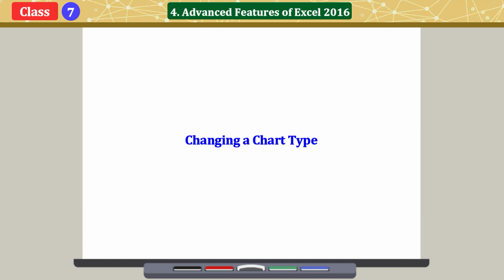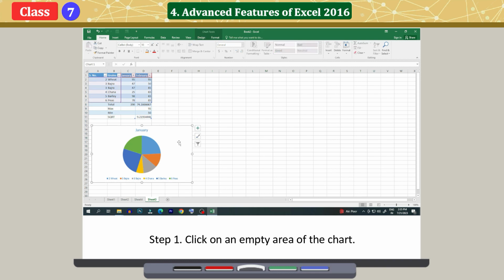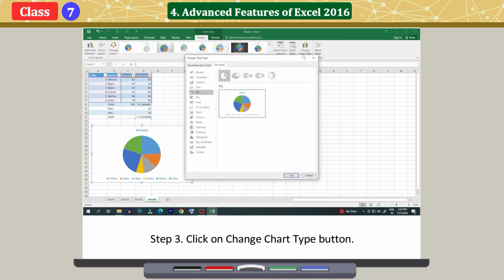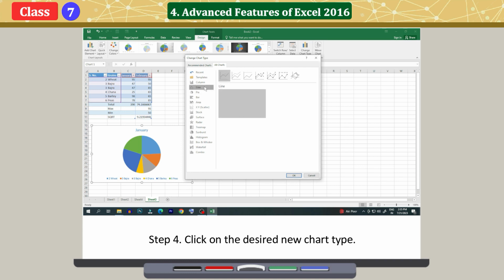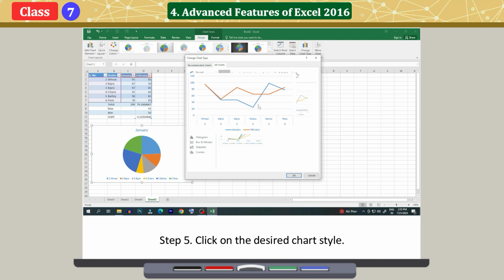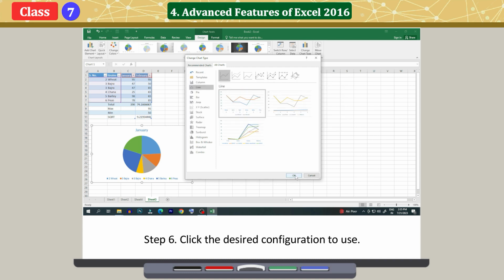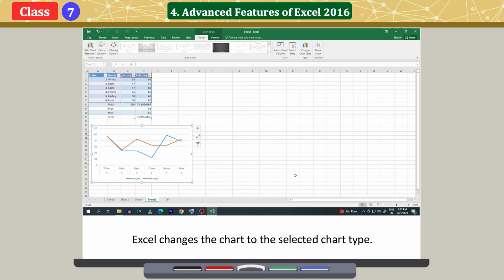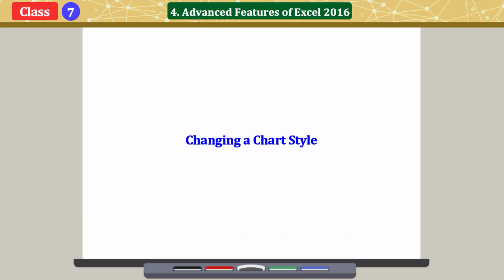Changing a chart type. Click on an empty area of the chart. Click on Design tab on the ribbon. Click on Change Chart Type button. The Change Chart Type dialog box appears. Click on the desired new chart type. Click on the desired chart style. Click the desired configuration to use. Click on OK button. Excel changes the chart to the selected chart type.